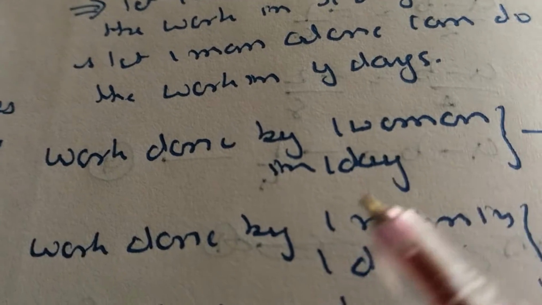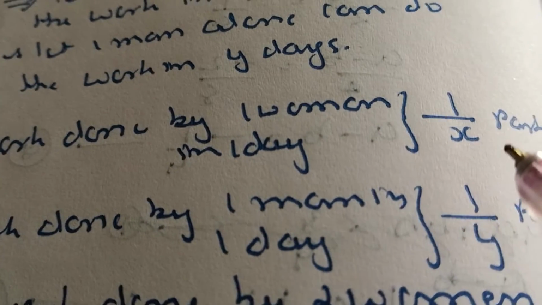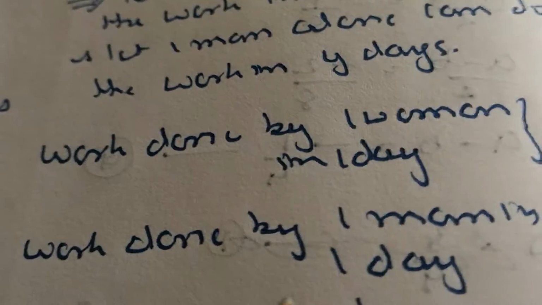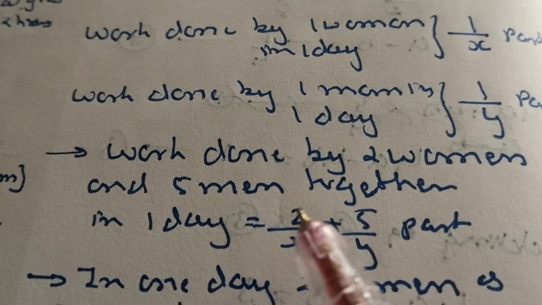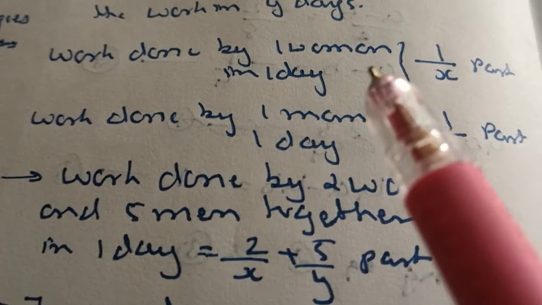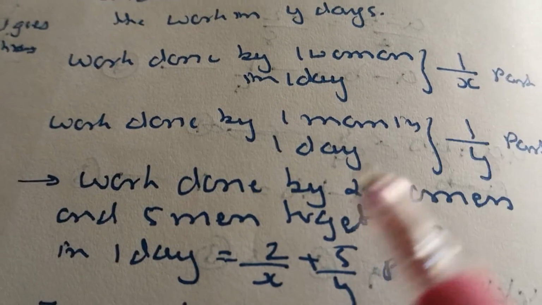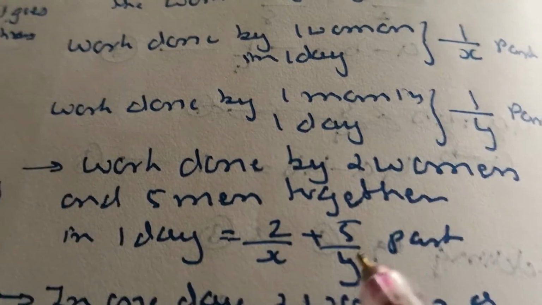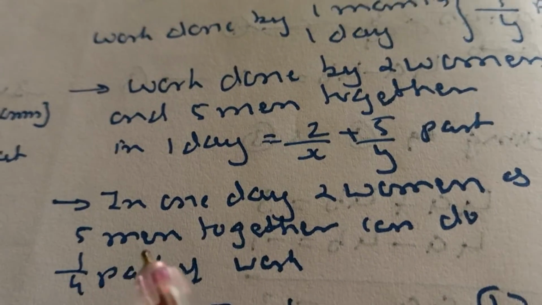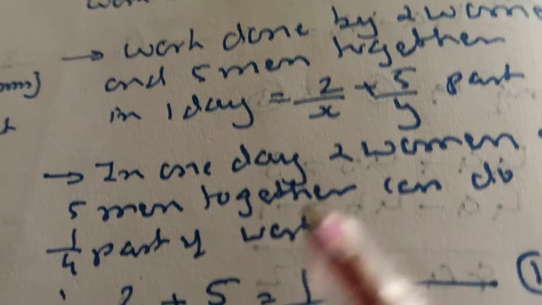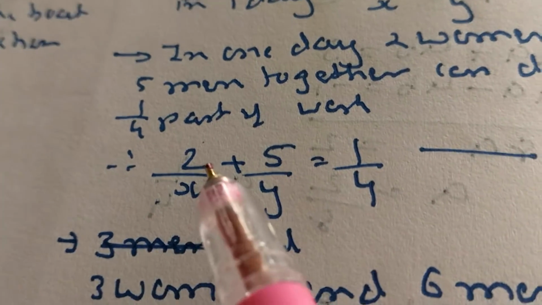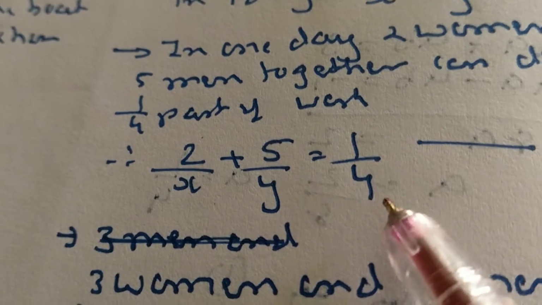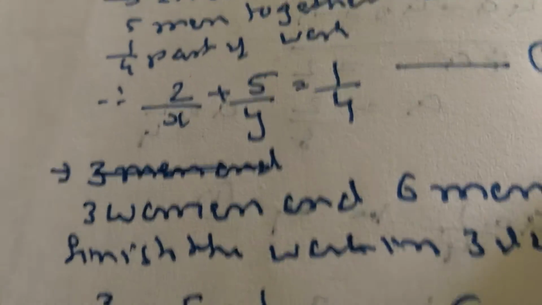Work done by 1 woman in 1 day is 1 upon x part, and work done by 1 man in 1 day is 1 upon y part. So work done by 2 women and 5 men together in 1 day: for 1 woman it was 1 upon x, so for 2 women it is 2 upon x, and for 5 men it is 5 upon y part. So in 1 day 2 women and 5 men together can do 1 upon 4 part of the work. So our equation will be 2 upon x plus 5 upon y is equal to 1 upon 4. That is our equation 1.